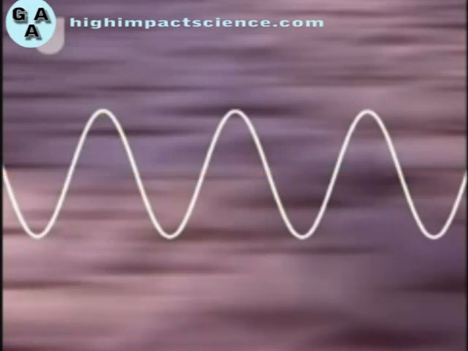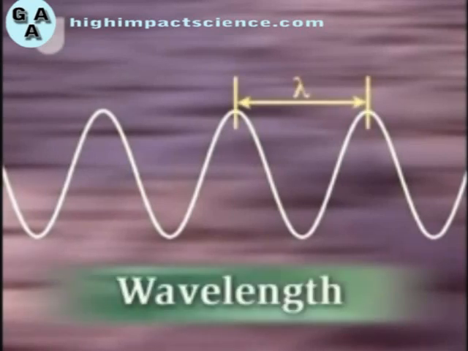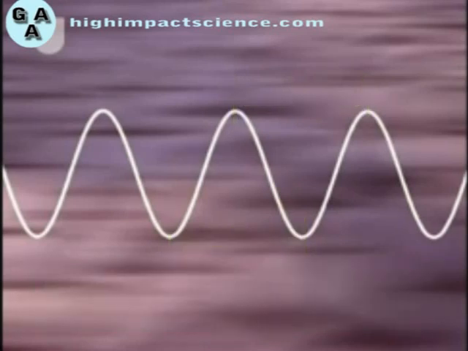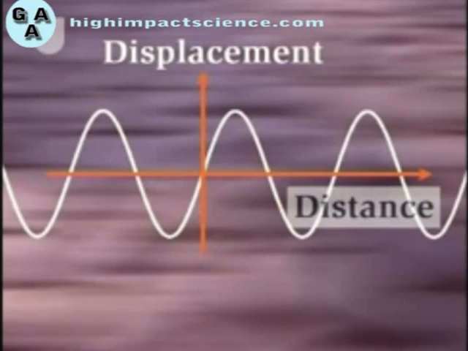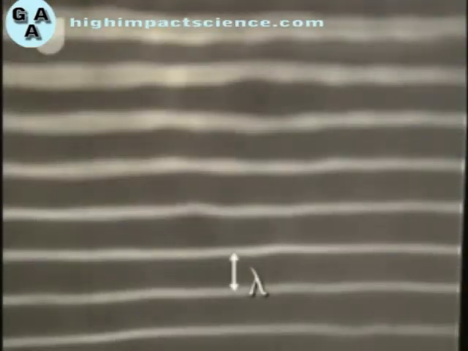We can also use this static picture of the wave to define its wavelength. This is the horizontal distance between two successive crests or two successive troughs. Wavelength is represented by the Greek letter lambda. In fact, you can think of this snapshot of a wave as a graph showing the vertical displacement of the wave as a function of distance at a particular instant of time. If we look at the waves moving, you can see the wavelength is the distance between two successive crests.